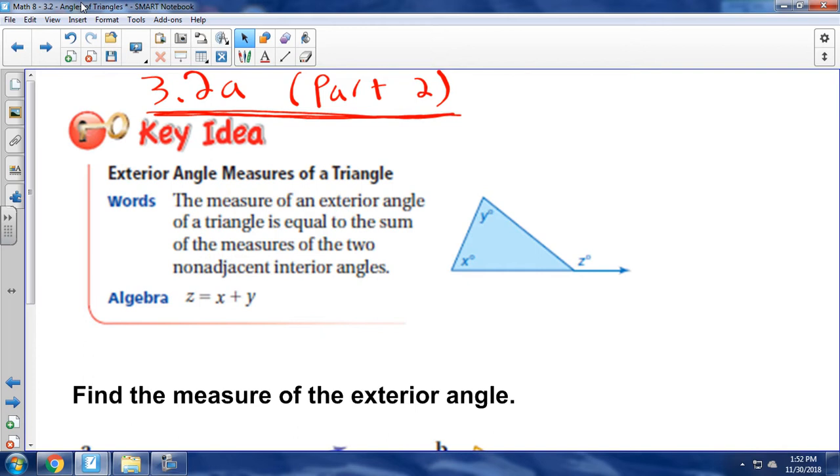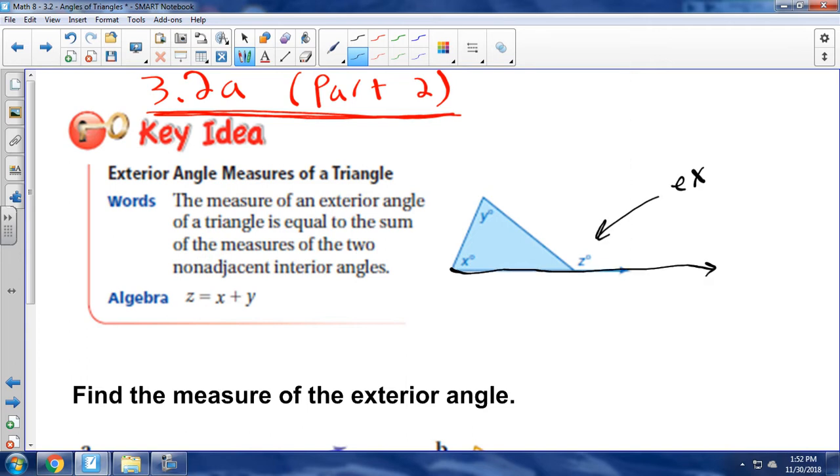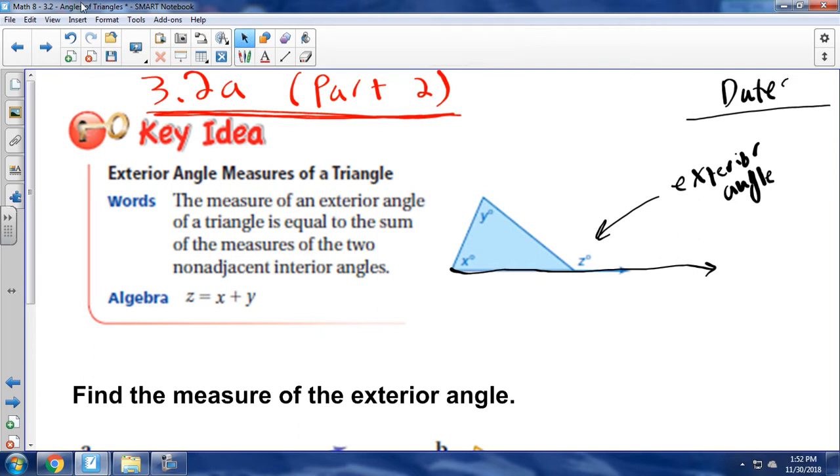Now the exterior angles of a triangle are always when you take a side of a triangle and make a straight line out. So you'll notice I've taken this and I made a straight line out. That's called an exterior angle right here. So please write that down. Also put today's date right here, okay? This should be on the same paper from the last video. So the exterior angle is there.